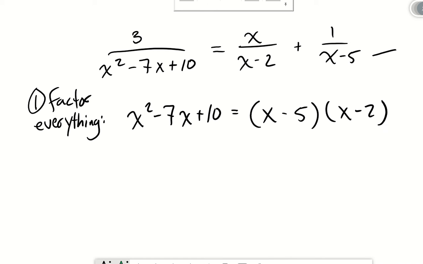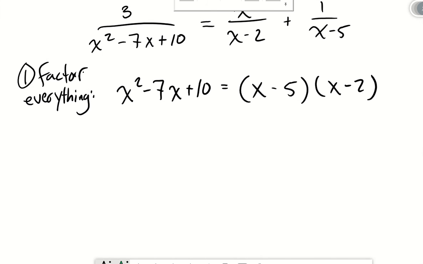Pro tip, usually just look at these. I'm not going to make you work extra hard, so having those match up makes things cancel nicely. But you won't know that if you don't watch this video. And then, so that's, everything's factored now.